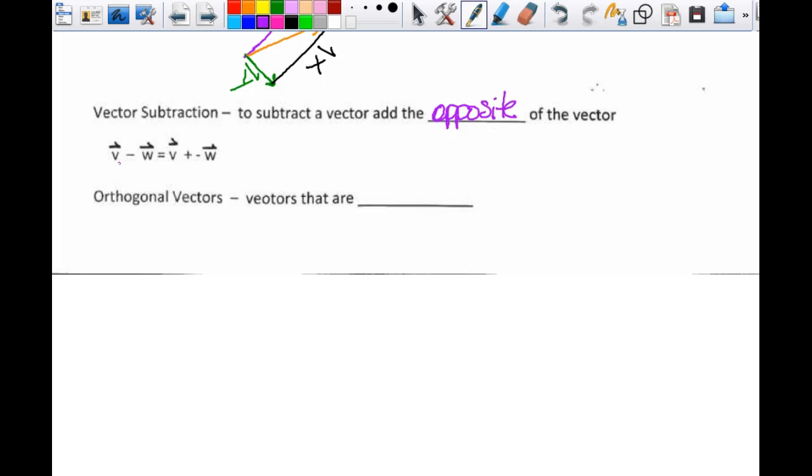Orthogonal vectors. Do you know that word? No? Okay. Orthogonal vectors are vectors that are perpendicular.